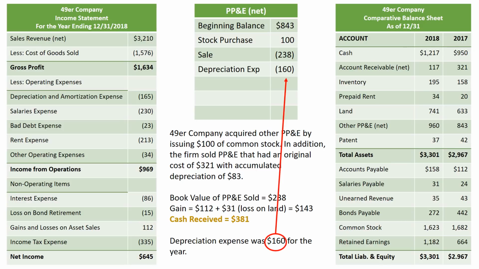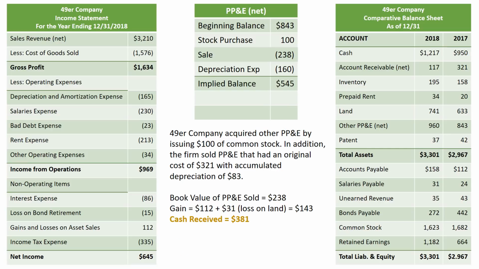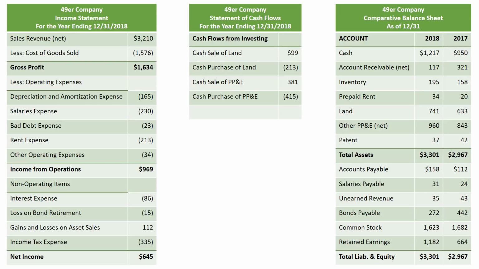We're also told that there was depreciation expense, which would decrease that net account. And so if that's all that had happened, our balance should have been $545. But we can see that the actual balance was $960, and so with the assumption that everything not specifically listed was a cash transaction, it means that there must have been a cash purchase of PP&E of $415. So we take that bit of information and we add the cash sale and we subtract the cash purchase from our investing cash flows.